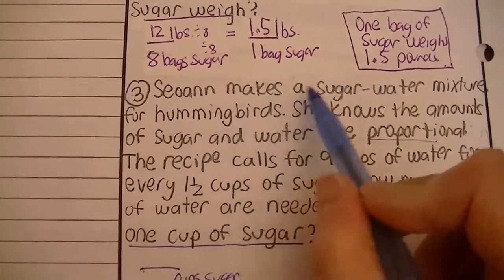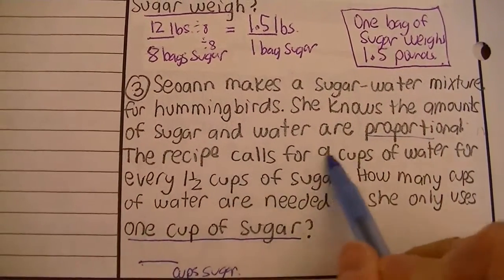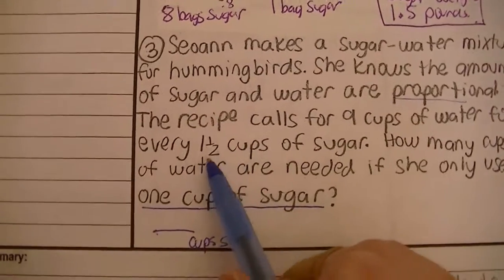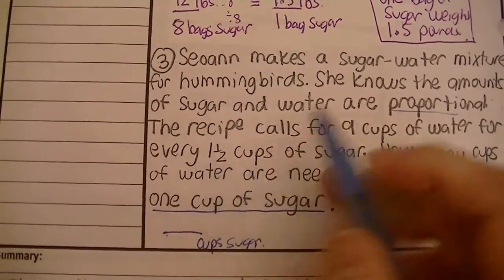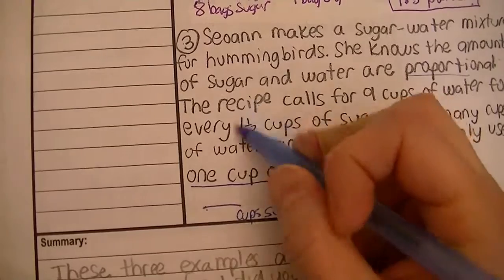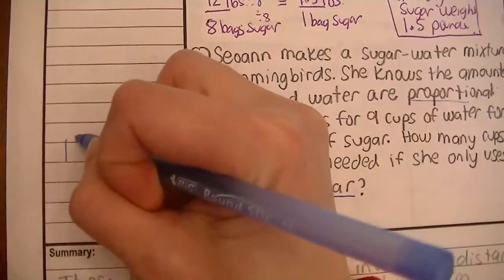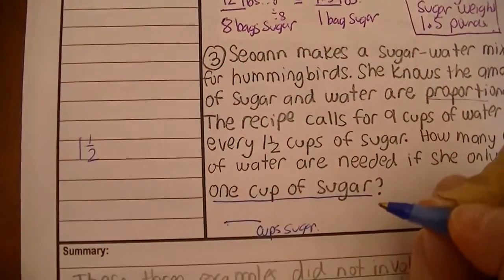Okay, and what does it say? Sugar water, Mr. Rammer, calls for 9 cups of water for every 1.5 cups of sugar. Okay, so right here you see 1.5 cups, and I don't really like to keep that as a mixed number. So I know that I can turn it into a decimal.